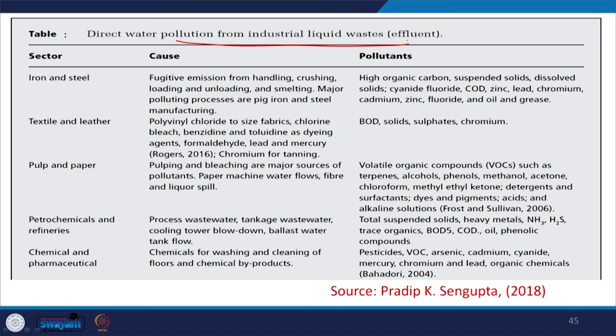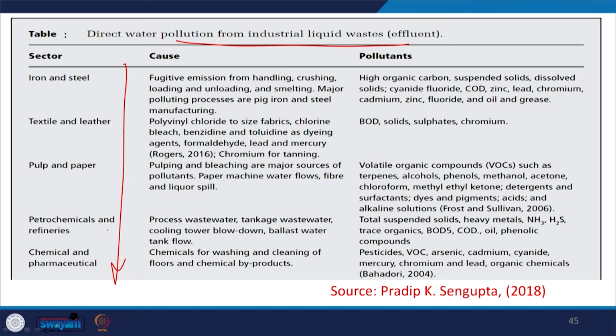Now, here in this particular table you see the direct water pollution from industrial liquid waste. We have enlisted various sectors like iron and steel, textile and leather, pulp and paper, petrochemical and refineries, chemicals and fertilizers. If we talk about iron and steel, the cause of this industrial pollution may be the fugitive emission from handling, crushing, loading, unloading, smelting, and the major polluting processes are pig iron and steel manufacturing.